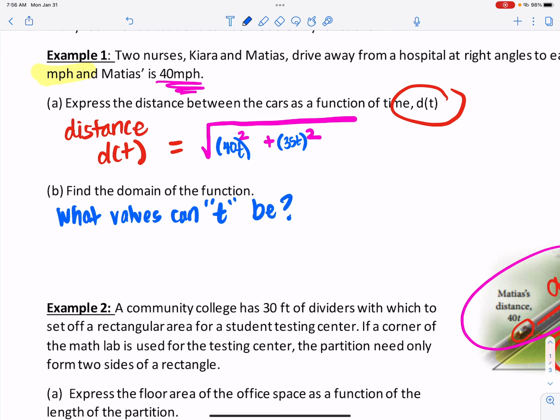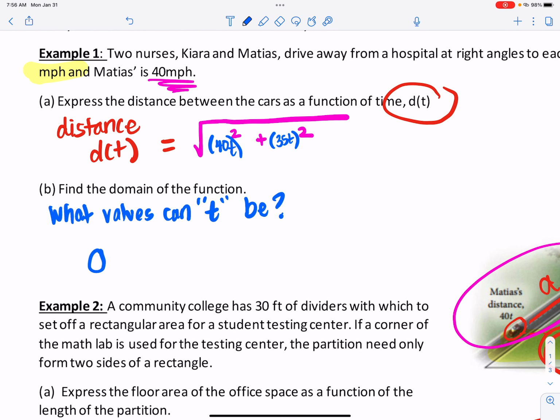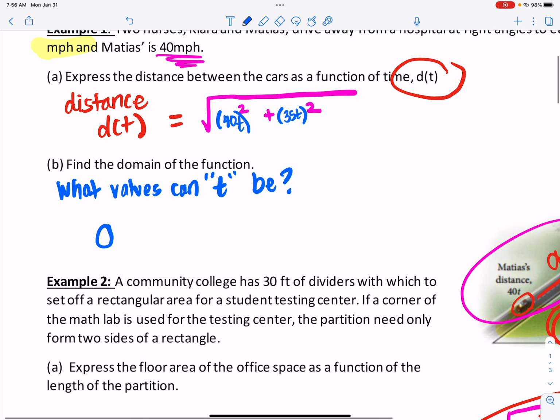Now, t is time. So what's the least amount of time that can occur? What do you guys think? What's the least amount of time that we can have? 0. I mean, we can't have -5 hours. So the least amount of time would be 0. Now, there's no maximum for time. I mean, time goes on forever. So we're just going to say time can be anything from 0 and on.